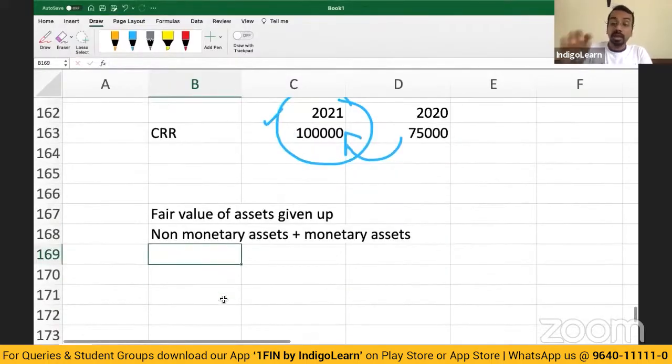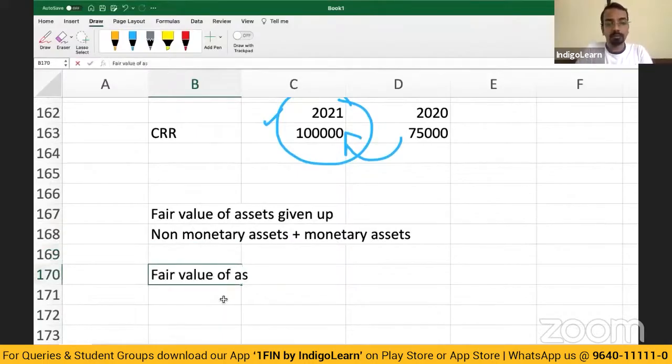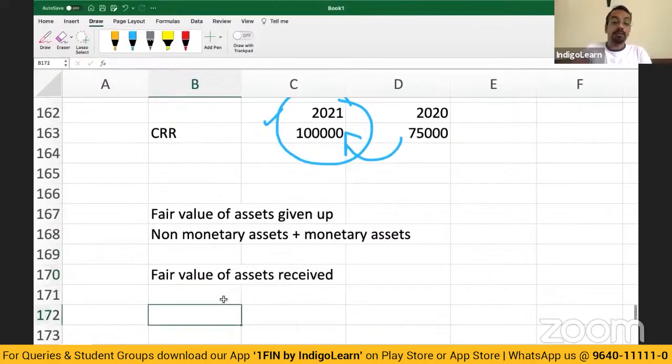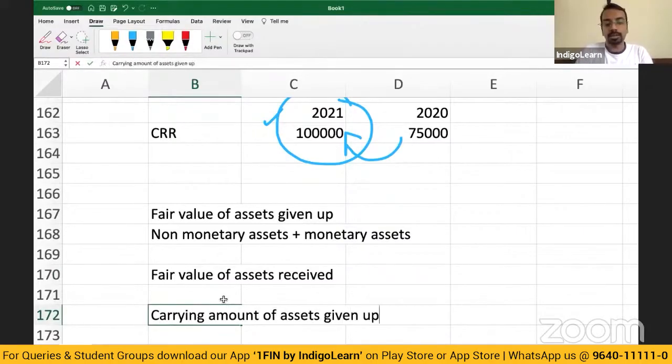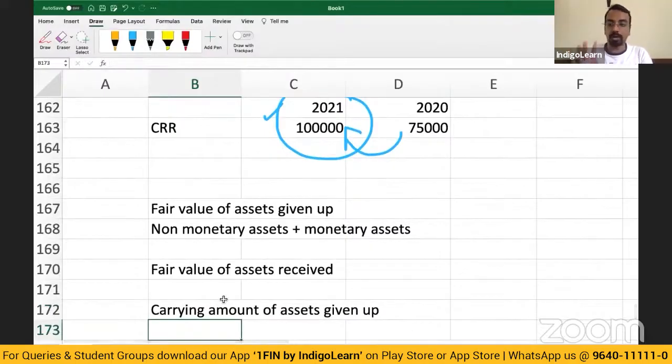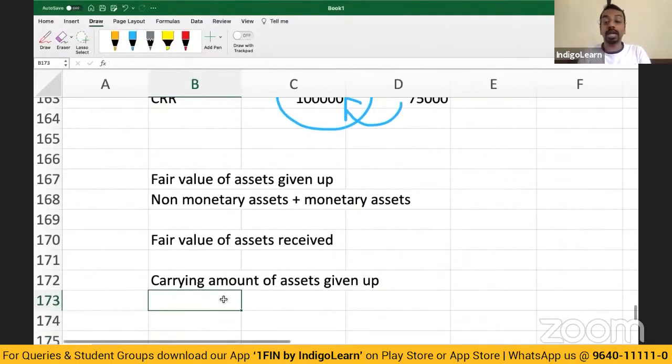Now, if this fair value of asset given up cannot be determined, then use fair value of assets received. If fair value of asset given up is also not determinable, then carrying amount of assets given up. So this is one part of it. The second part is you have to check that there is commercial substance. Now, what is this term commercial substance?